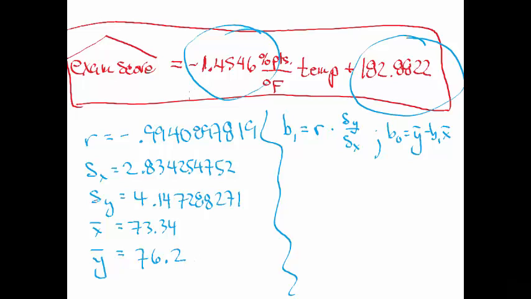Now all these numbers have units on them, right? Well, the r value doesn't have units. The standard deviations and means have the same units as their original variables. So the standard deviation in the x's has units of degrees Fahrenheit, and so does x bar. And then the standard deviation in the y's has units of, say, percentage points, and the average y value also has units of percentage points.